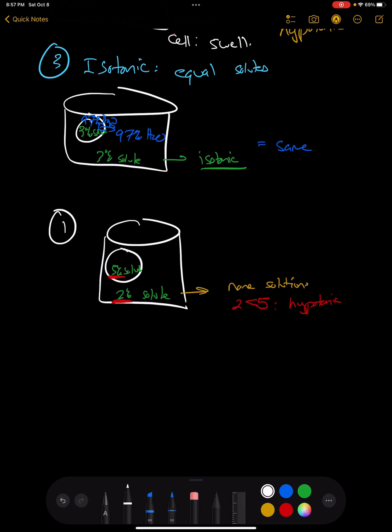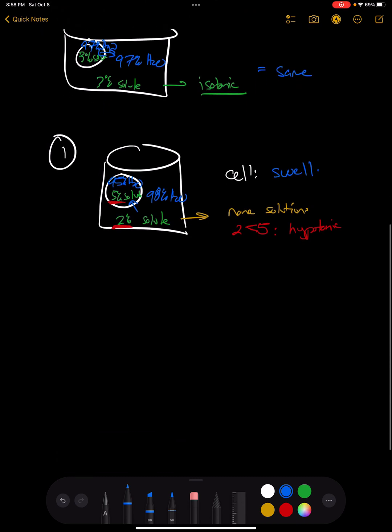Now to figure out what my cell does, I have to look at the water. If I have 2%, that means I have 98% water in here. If I have 5%, here's my 95% water. Water always moves from high to low. So it's going to go inside my cell. If I add water to my cell, it will swell. All right, let's try another one.